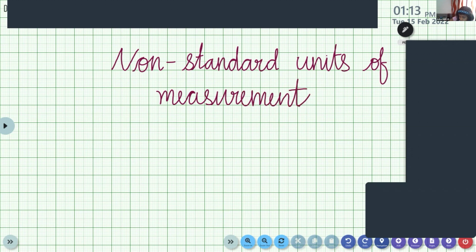N-O-N, non-standard, S-T-A-N-D-A-R-D, non-standard units, U-N-I-T-S, units of, O-F, of measurements, M-E-A-S-U-R-E-M-E-N-T-S. Measurement means the action of measuring something.